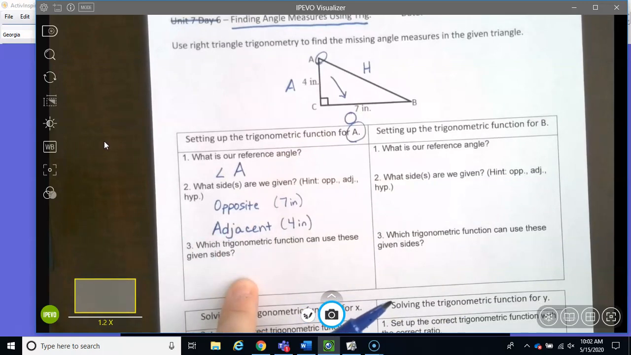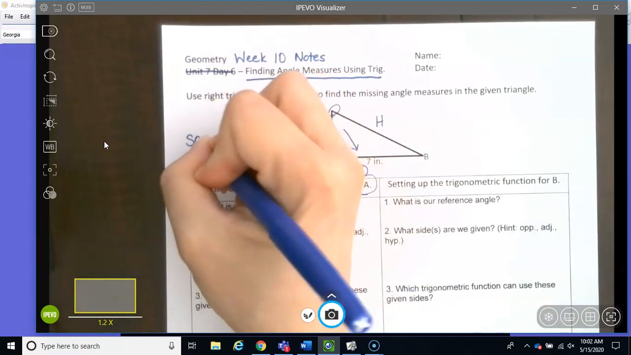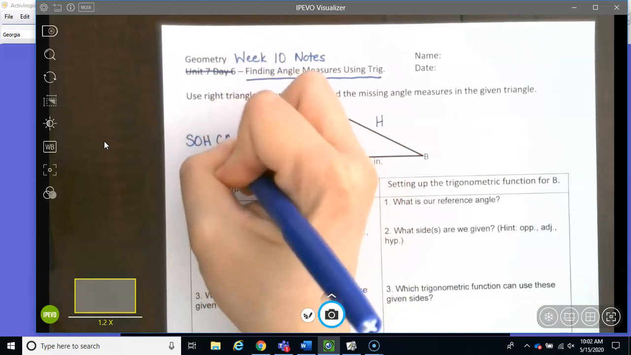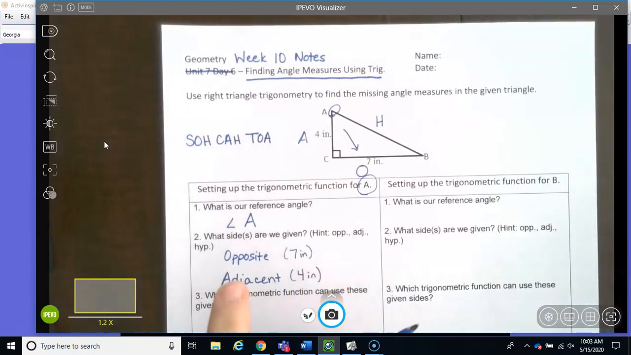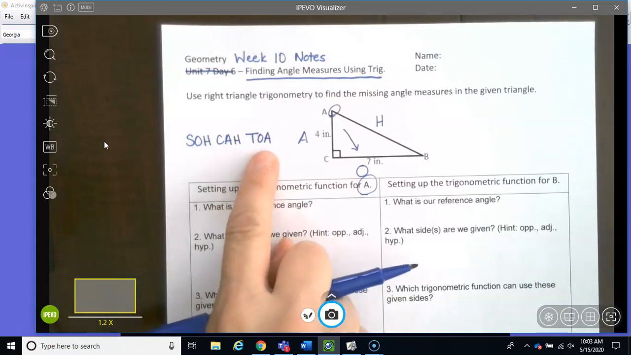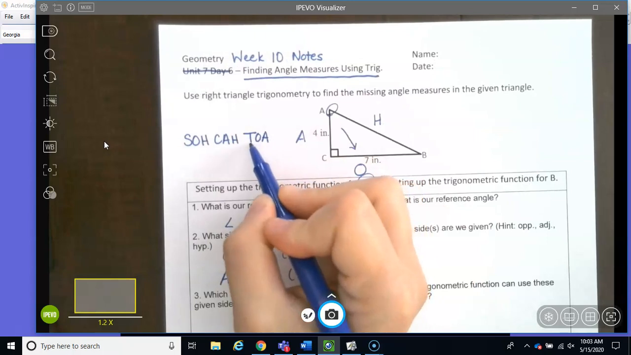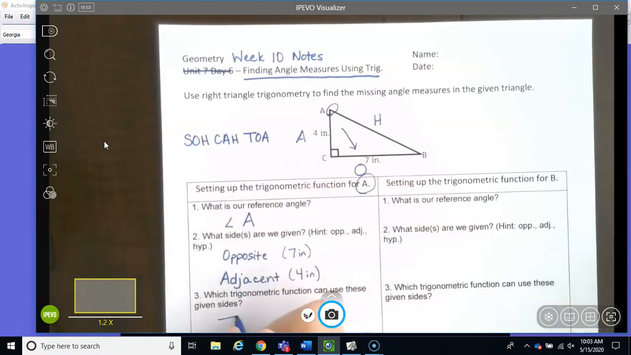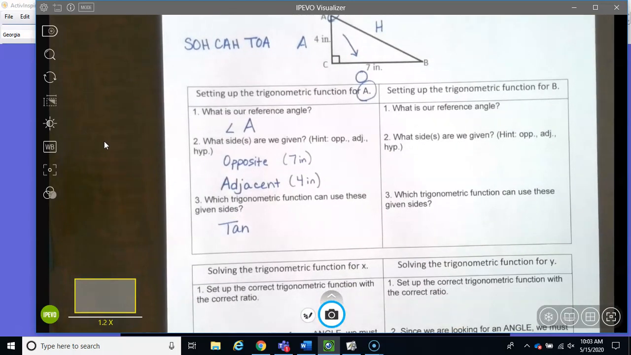Uses opposite and adjacent. So I'm going to go ahead and write at the top here, SOHCAHTOA. Whenever you're doing trig, it's always good to have that on your paper. So if we're using opposite and adjacent side, the one that uses opposite and adjacent is tangent. See the opposite and adjacent, so it's tangent. So we're using tangent for this.